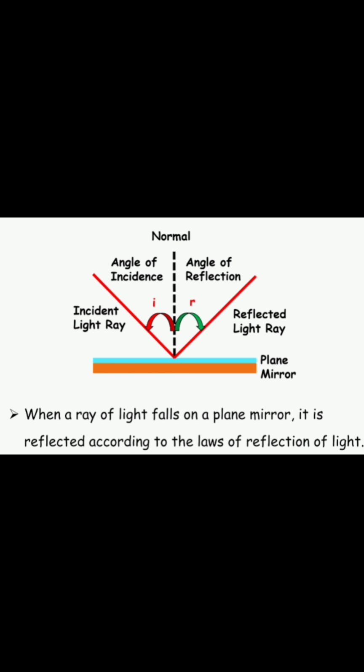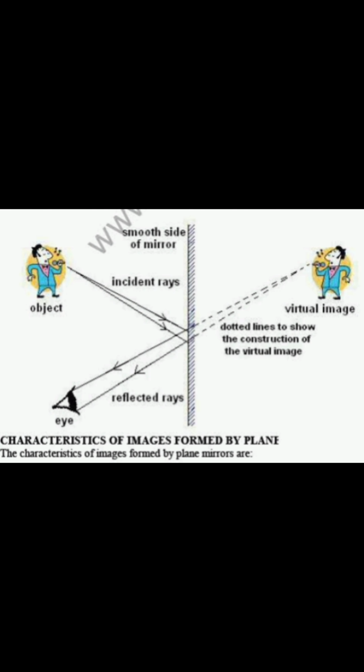So what is reflection? When light hits a smooth and shiny surface, mostly in physics we'll be using the example of a mirror. A mirror is a simple example, a smooth and shiny surface. When light hits a smooth and shiny surface, it bounces back. That is called reflection. And you have two types of reflection: one is regular reflection, the other one is irregular reflection, that is diffuse.